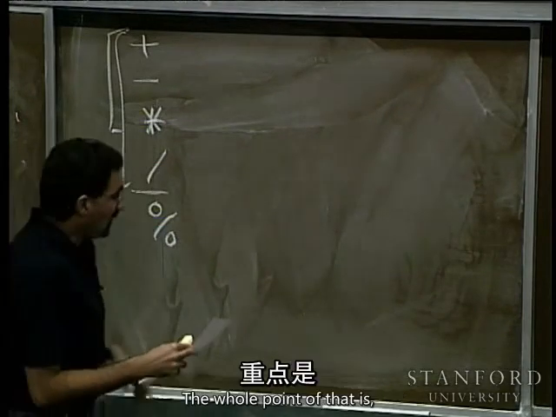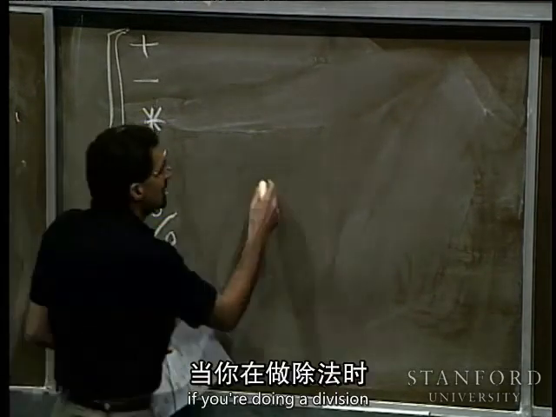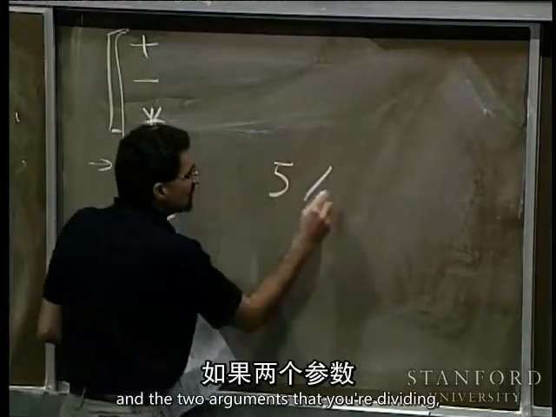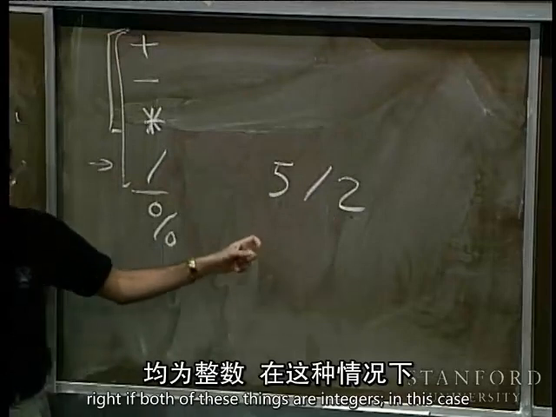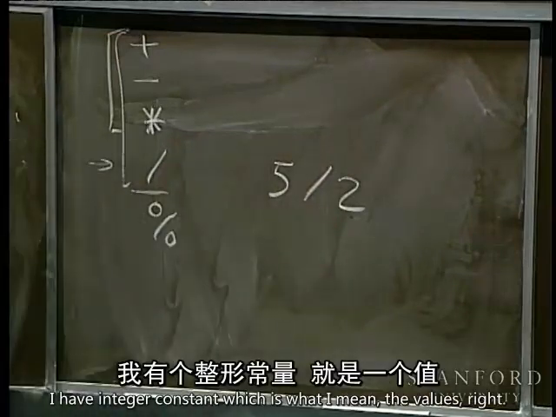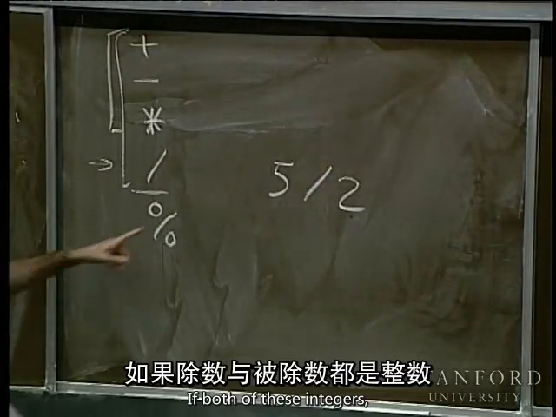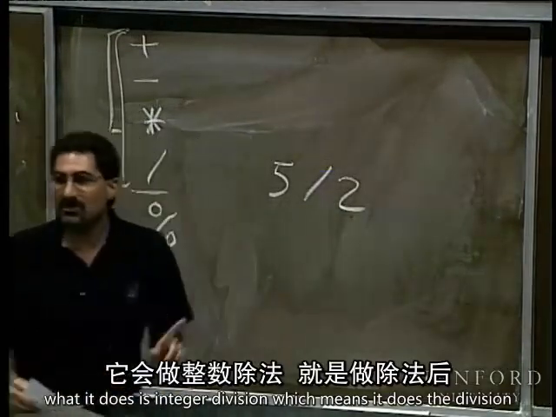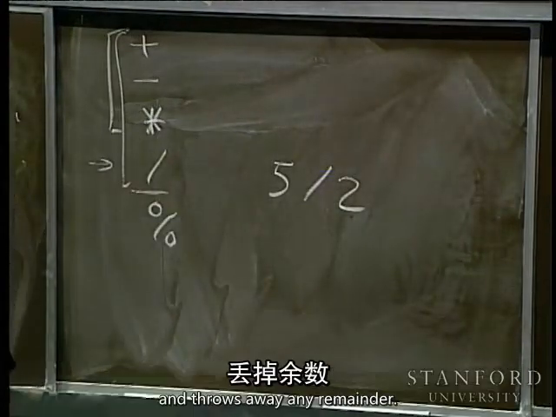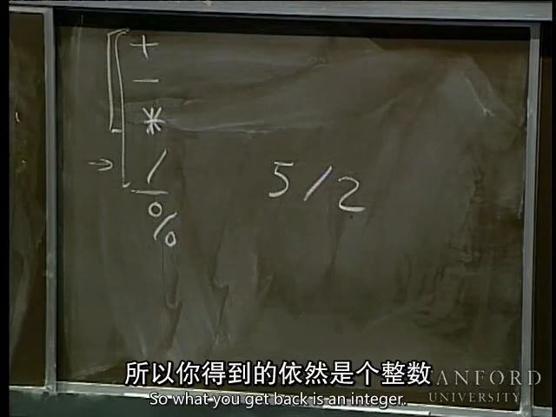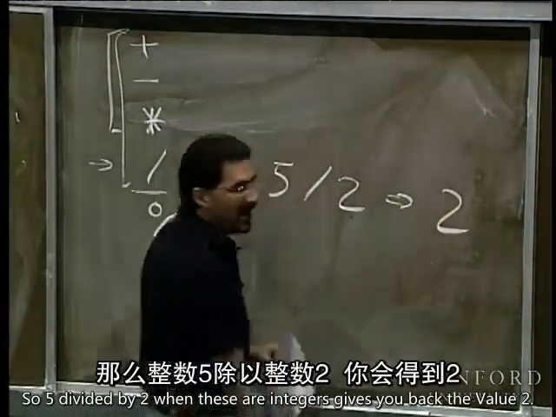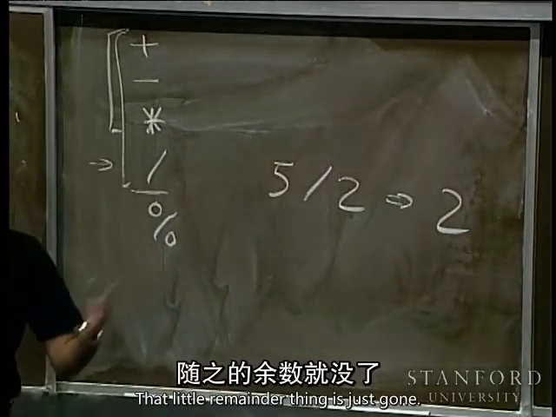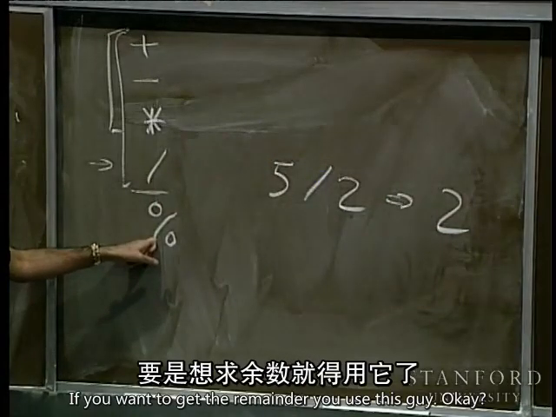Division kind of rears its ugly head because it actually works slightly differently if you're doing division for integers versus doubles. Okay? And the whole point of that is if you're doing a division and the two arguments that you're dividing, right? If both of these things are integers, in this case I have integer constants, which are just the values, right? If both of these are integers, what it does is integer division, which means it does the division and throws away any remainder. So what you get back is an integer. So 5 divided by 2 when these are integers gives you back the value 2. That little remainder thing is just gone. If you want to get the remainder, you use this guy.